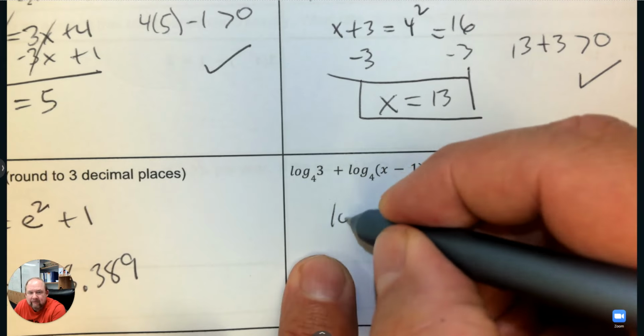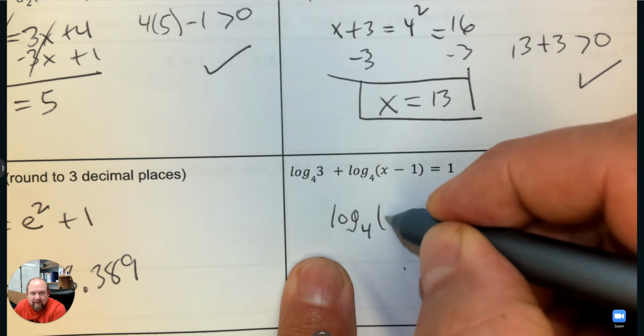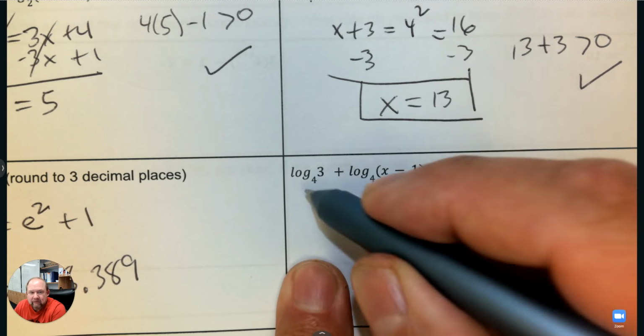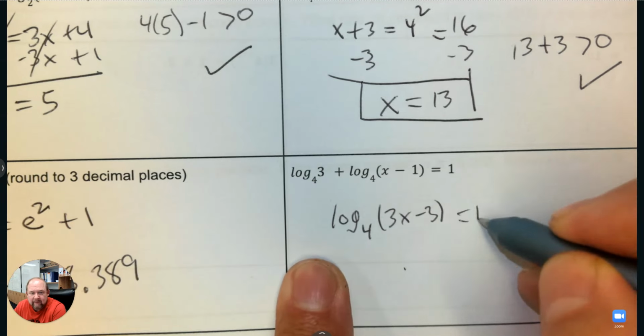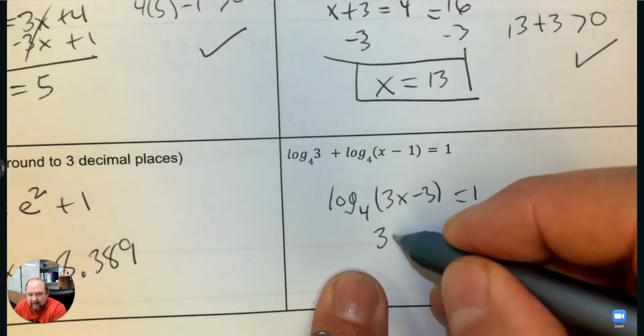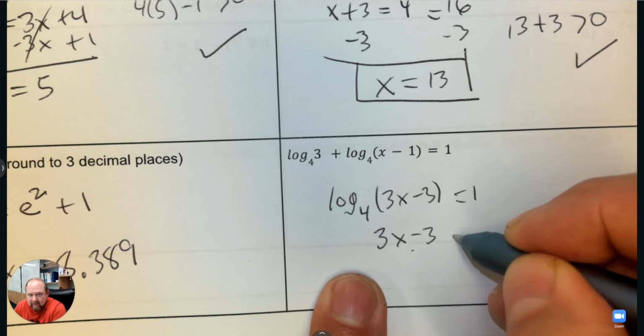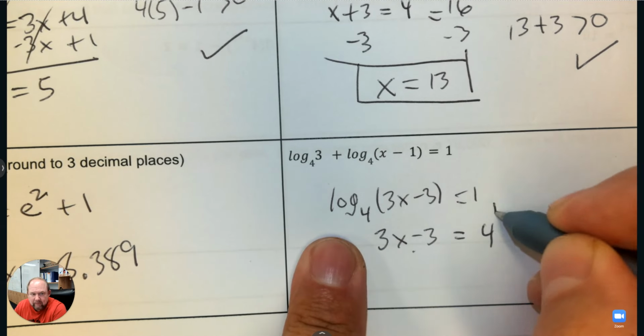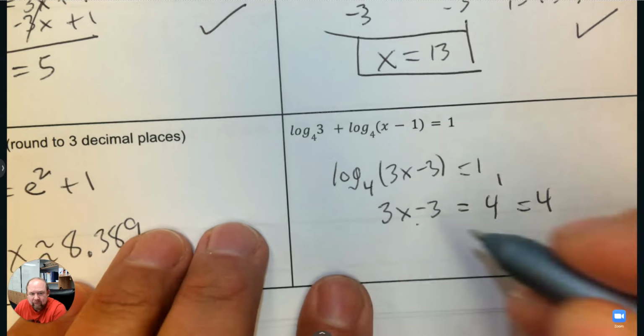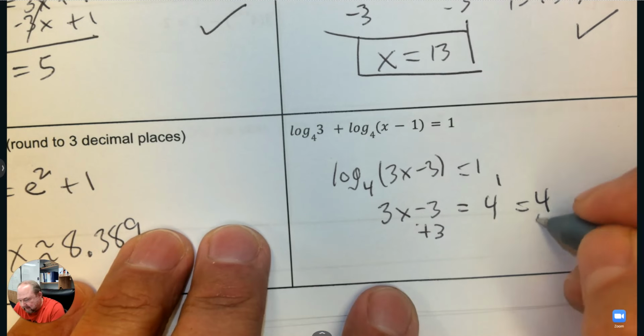Solve this equation. We need a property. So adding means we're going to multiply to bring them together, so that's 3x minus 3: 3 times x, 3 times negative 1. Then we're going to write it as an exponential. So the answer equals the base, to the exponent 1. So 4 to the exponent 1 is just 4. Add 3.